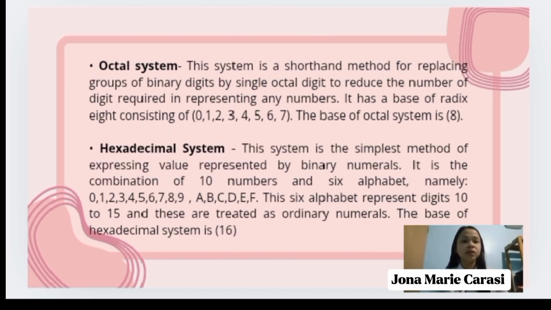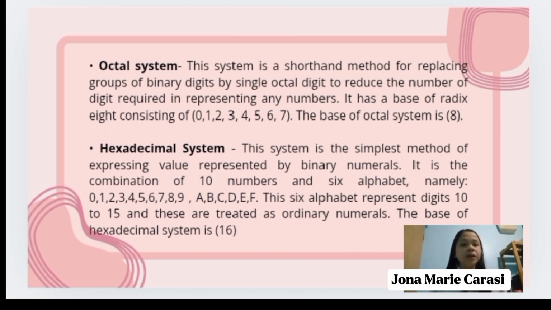The third one is the octal system. This system is a shorthand that uses a single octal digit to reduce the number of binary digits required to represent any number. It has a base or radix of 8, consisting of 0, 1, 2, 3, 4, 5, 6, and 7. The base of the octal system is 8.